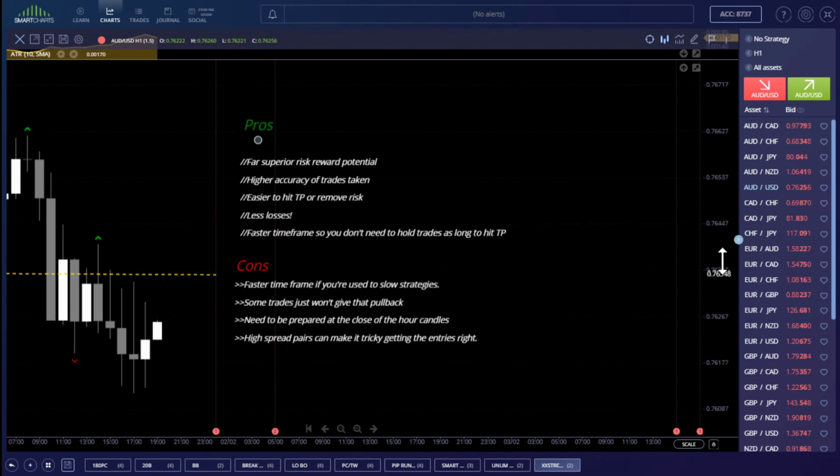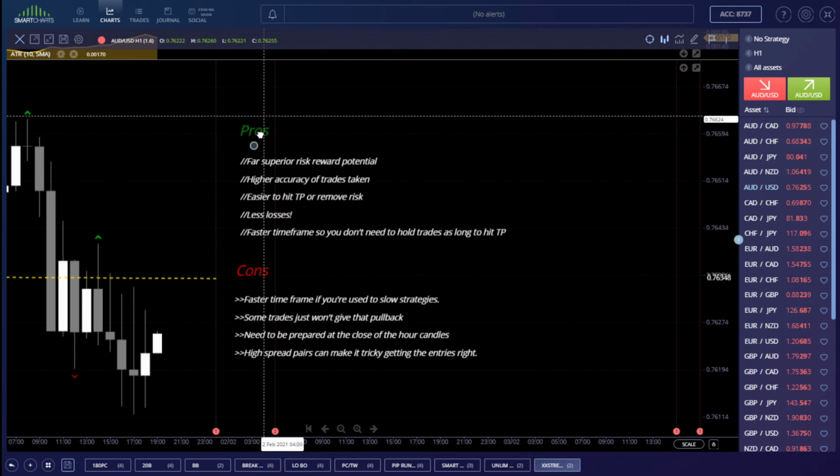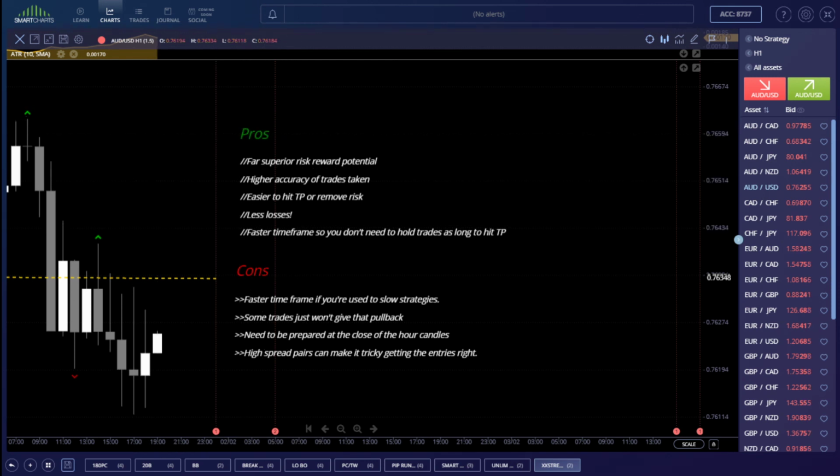What I wanted to cover is the pros and the cons. The pros, of course, are far superior risk reward potential on the ones that you do catch, and higher accuracy, so you're not going to have as many losing trades. It's easier to hit your take profit and remove risk. You're going to have fewer losses, and that's the main one. Everyone's a good trader until you have some losses. It's also a faster time frame, so you don't need to hold trades as long. Sometimes it can be tough holding 4-hour trades because they go for a long time.